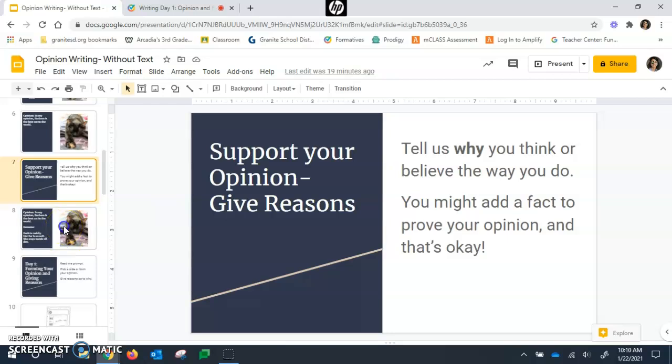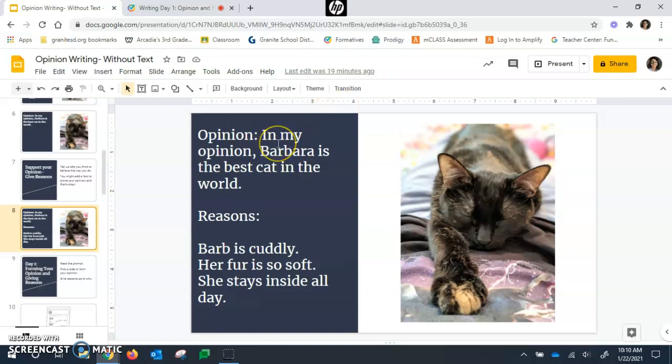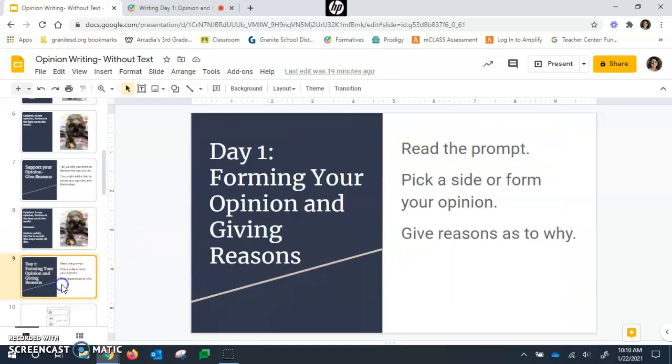So let me show you some reasons. So I stated my opinion. In my opinion, Barbara is the best cat in the world. And the reasons are Barb is cuddly, her fur is so soft, and she stays inside all day. So those are the reasons why I think that she is the best cat in the world. And that's going to be your job today on day one. You're going to be forming your opinion and giving reasons.